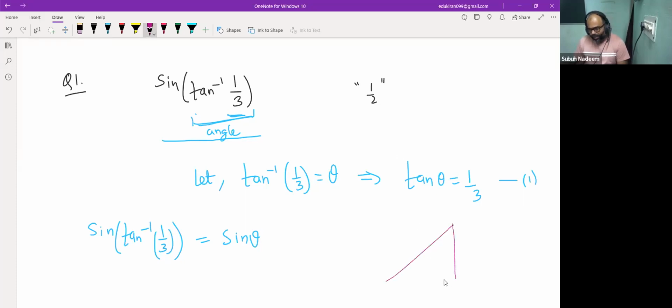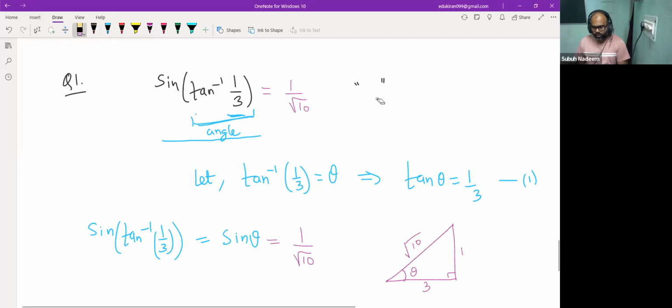So you will make a right angle triangle. Tan theta is perpendicular by base, so 1 by 3. And this will give you the hypotenuse root over 10, root over p square plus b square. And sine theta will be, because this is theta, 1 by root 10. So you will say that this value is 1 by root 10. So this is how we will approach this type of question. This would be the answer.